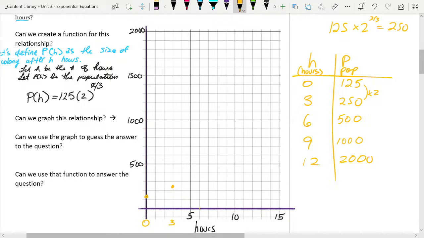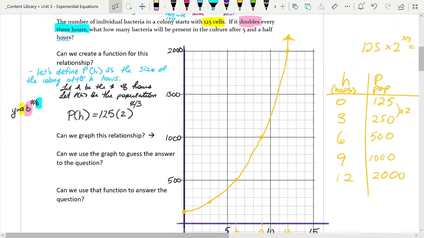So at hour 6, we want to go up to 500. Then at hour 9, it should be up at 1,000. And again, what shape are we discovering? It's that classic, and it's much steeper than a typical parabola. It's the exponential curve.